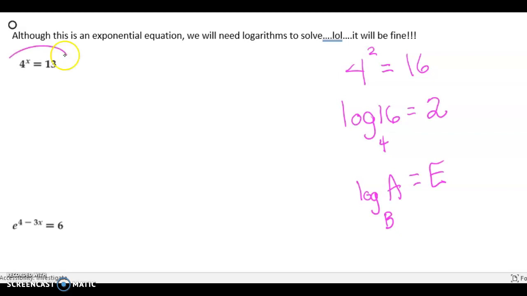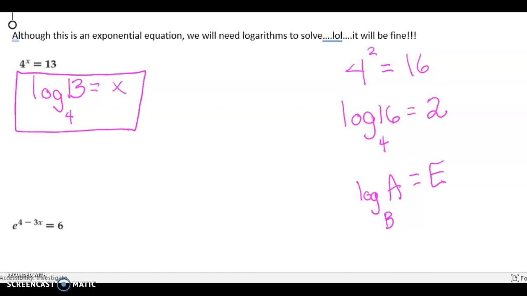So if I want to put this problem into log form, why do I need a logarithm? Why can't I just do it like I did a minute ago? Because 4 and 13 cannot be rewritten with a common base. 13 won't go down to a base of 4. So I'm going to use a logarithm. Log, the base is 4, the answer is 13, and the exponent is x. This is the exact answer. This is what x equals.